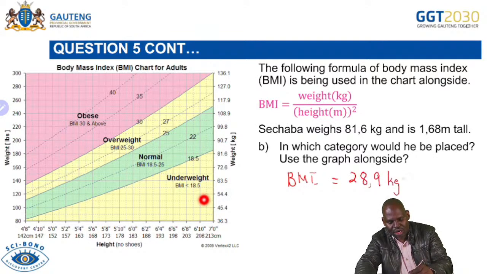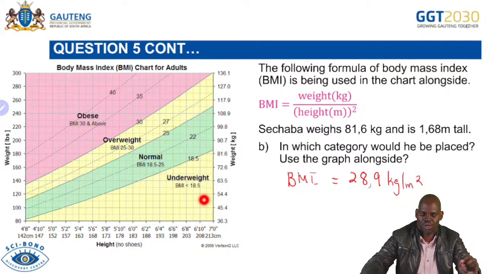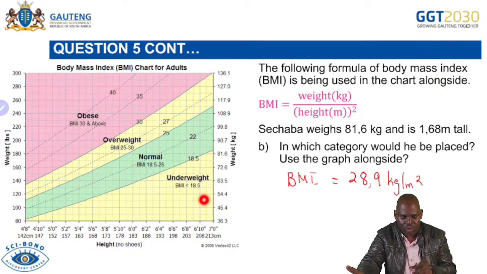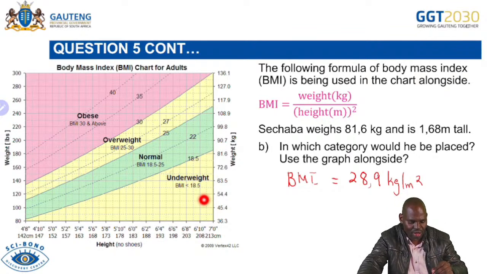28.9 kilogram per square meter. We don't have to calculate it again. Actually, the question here is just we have to indicate the category. 28.9. So from below 18.5 cannot be there, so he's not underweight. Then 18.5 to 25, not there. And then we've got 25 to 30. So this one falls between the two graphs, between 25 and 30. So it means he is overweight.